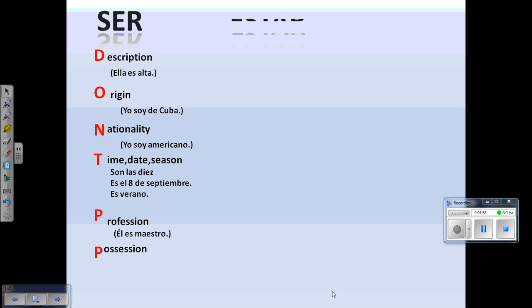Okay, now we're going to go to estar. And the acronym for estar is TLC. You may have learned these acronyms in Spanish 1 with your teacher or a different way, but these cover all of them. So the T is temporary. This may be something new for you. For example, el agua está caliente. The water is hot. For example, you just boiled the water.